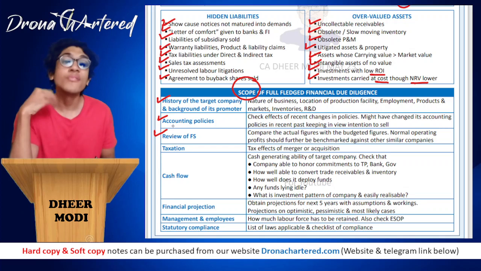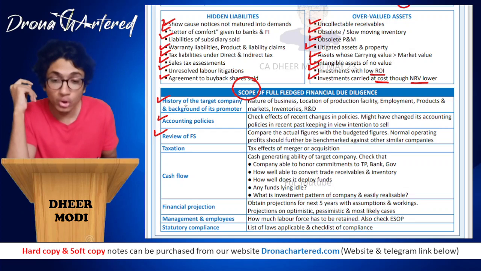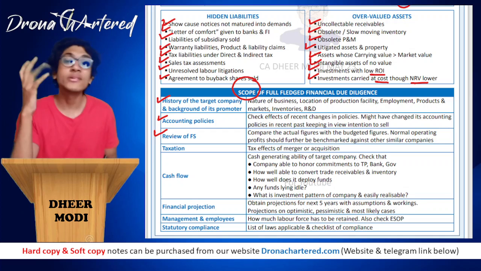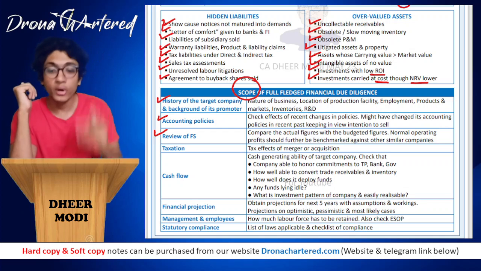Then is review of financial statements. What you have to remember? You have to remember this side; you will still be able to write the right side, but the left side you have to remember point by point.